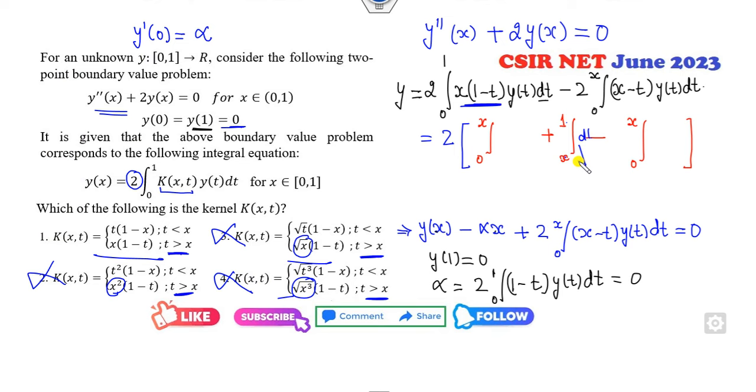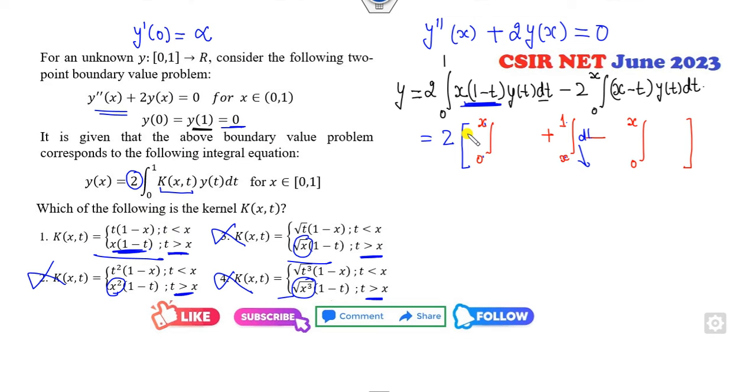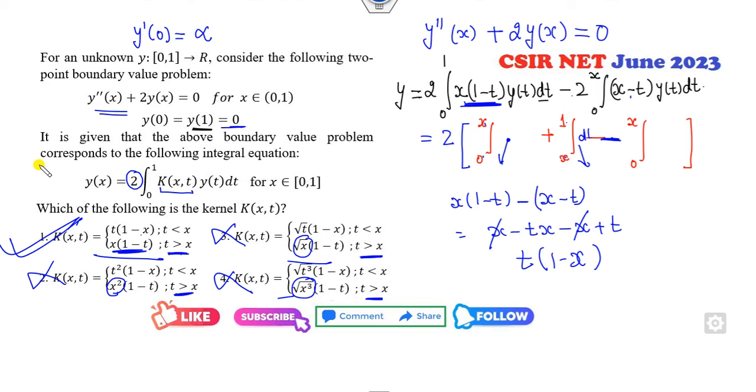Now we can see about the first part also. The first part is t less than x, that means 0 to x. What is this portion? x, 1 minus t. And this is the negative of x minus t. Now you can check it. It is x minus tx minus x plus t. You can see t will be common. 1 minus x is the right answer of this problem. So this is the way you can solve this question in a very simple manner.